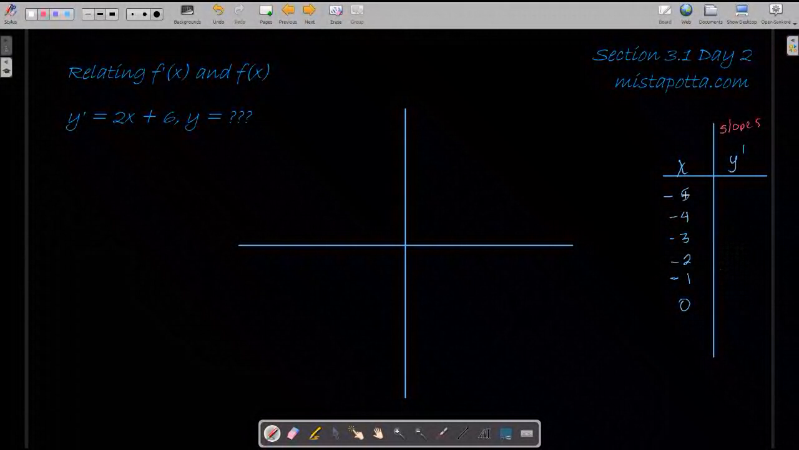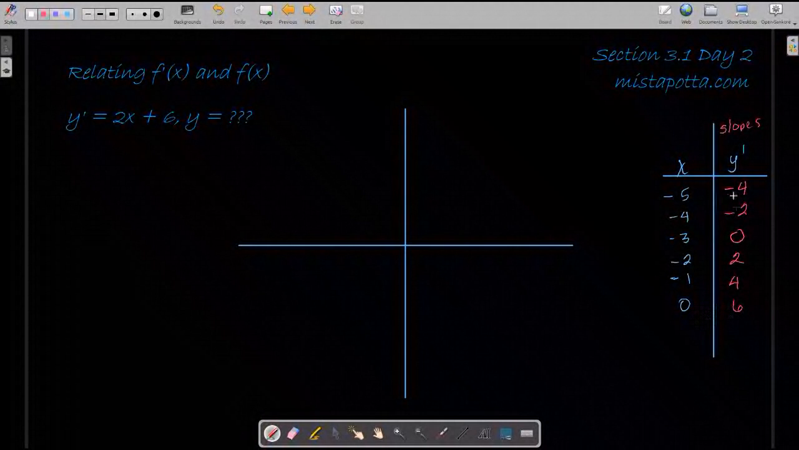So if x is negative 5, that's going to give me negative 10 plus 6, or negative 4. If x is negative 4, that's going to give me negative 2. If x is negative 3, that's going to give me 0. If x is negative 2, that's going to give me a slope of 2. X is negative 1 plugged into my function gives me a slope of 4. And if x is 0, I get 6.